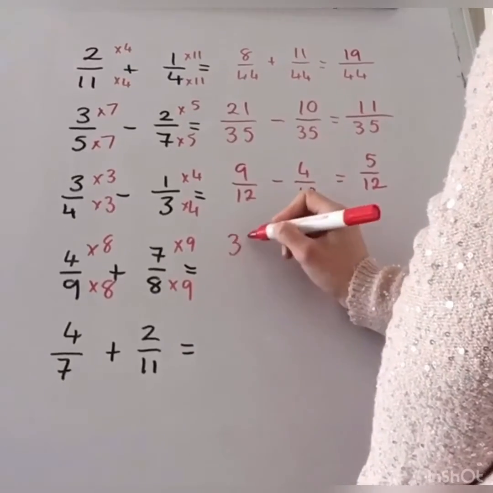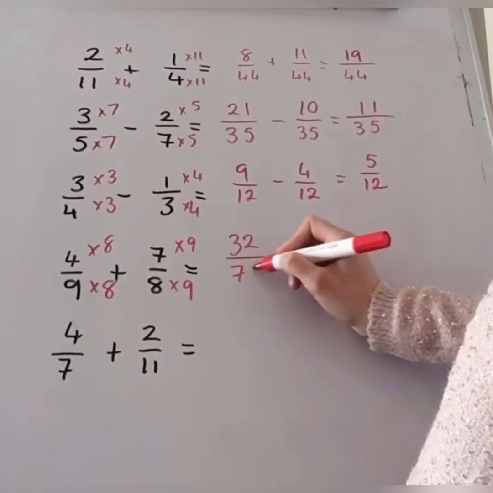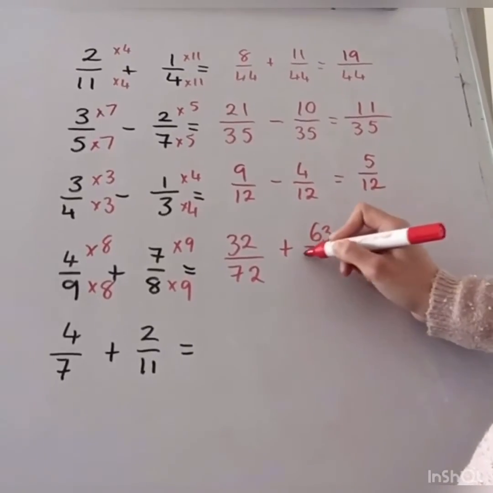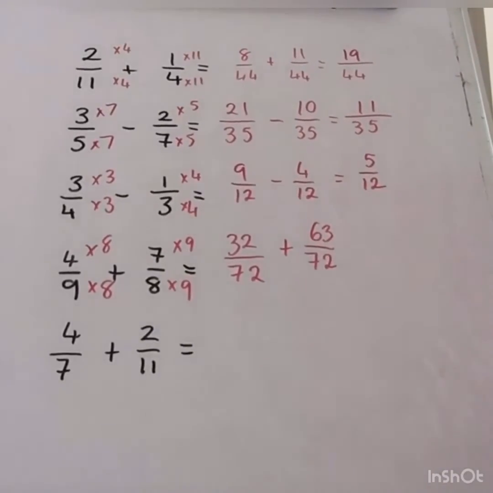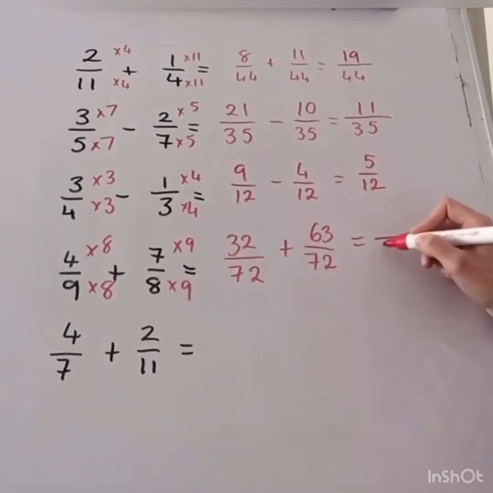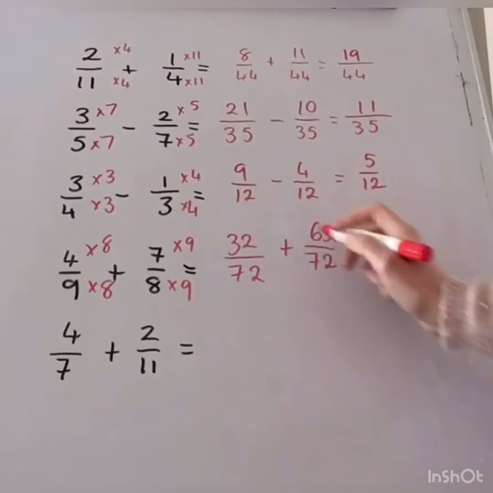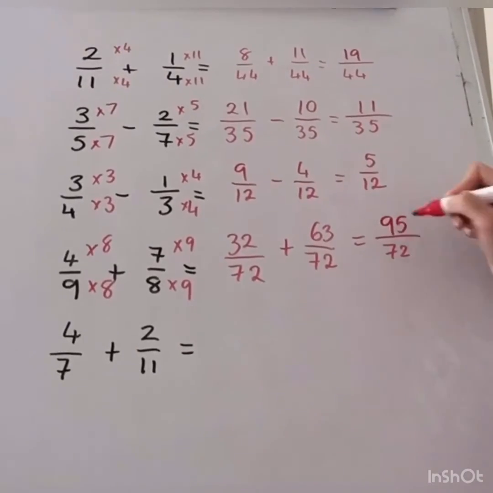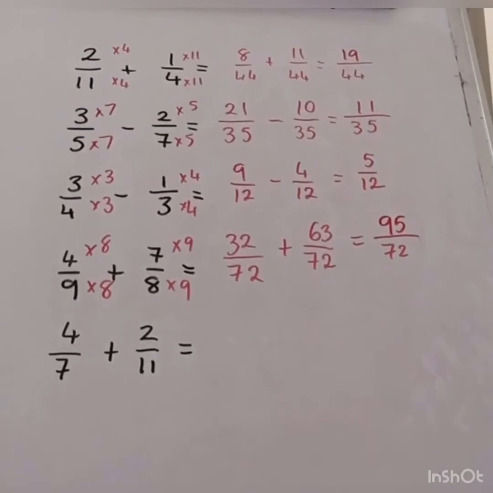This would give us 32 over 72 plus 63 over 72. Now we have the common denominator, we can just add them. And so we got 63 add 32, which is 95 over 72. Now what you'll notice here is that that's an improper fraction. It's bigger on the top than it is the bottom. So we should convert it into a mixed number.